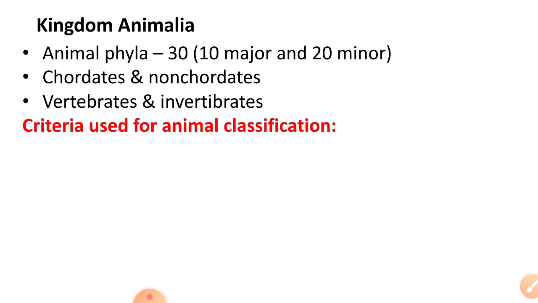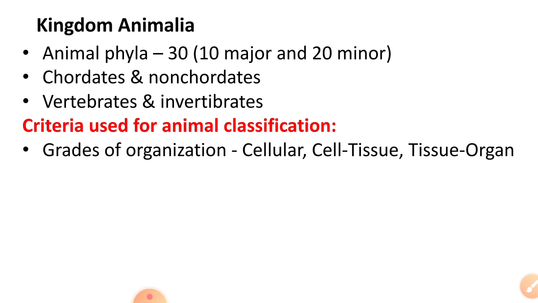Which criteria are used for animal classification? There are many criteria, and on the basis of these criteria, animals can be classified into many groups or phyla. On the basis of grade of organization, that is, cellular grade, cell-tissue grade or tissue-organ grade, animals can be divided into different phyla.